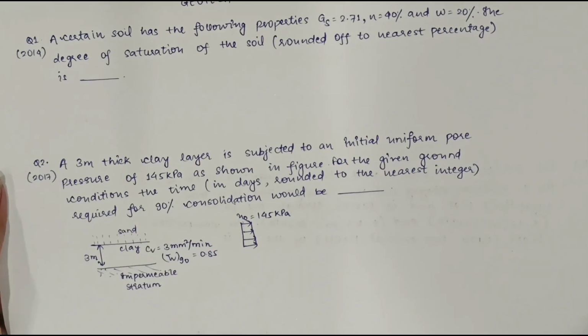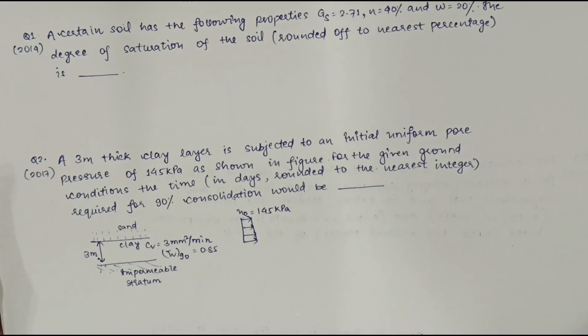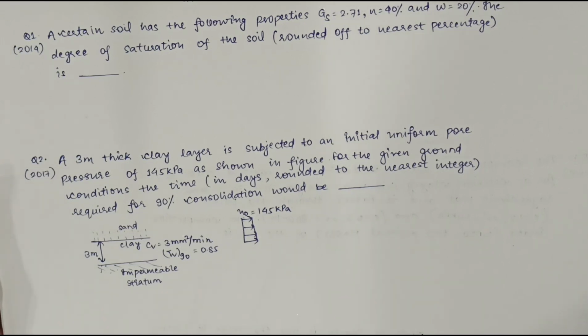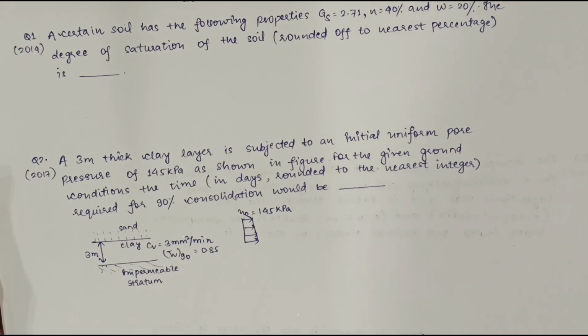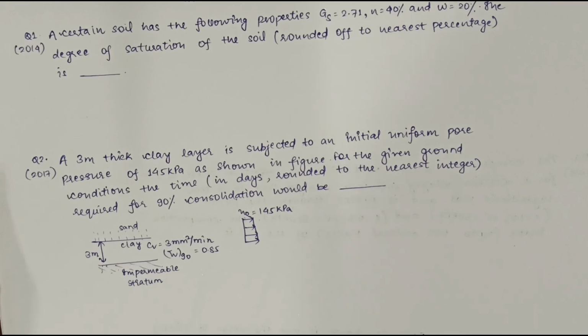क्वेश्चन नंबर 1, दिस क्वेश्चन इज आस्क्ड इन गेट 2014. अ सर्टेन सॉइल हैज़ द फॉलोइंग प्रॉपर्टीज. ग्रेविटी ऑफ सॉइल इज इक्वल्स टू 2.71, n equals 40% and w equals 20%. The degree of saturation of the soil rounded off to nearest percentage is dash.